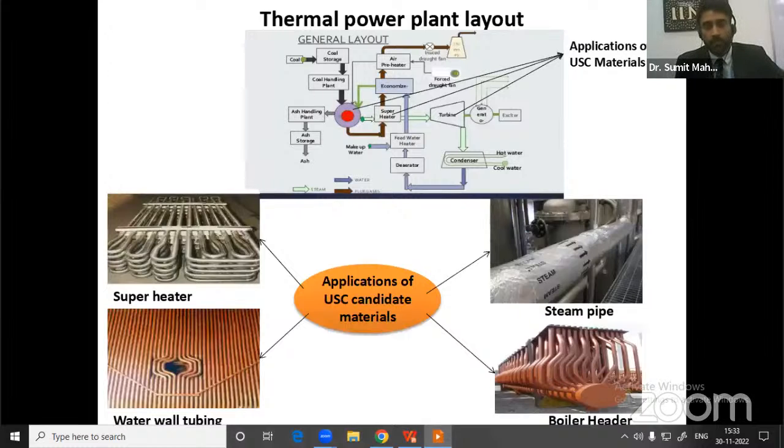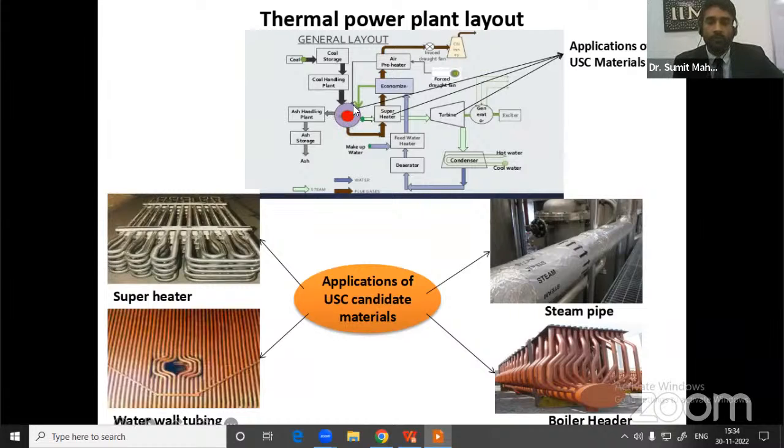So as you can see on the screen, there is a general layout of the thermal power plant. So you can see the various components. First of all, we need to understand what is a power plant. A power plant is used to produce electricity from the burning of coal or fuel, or you can say fossil fuels. The coal is burned and the coal produces heat. By using that heat we boil the water. So you can see this is a boiler.